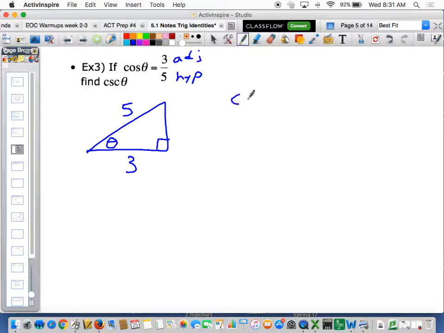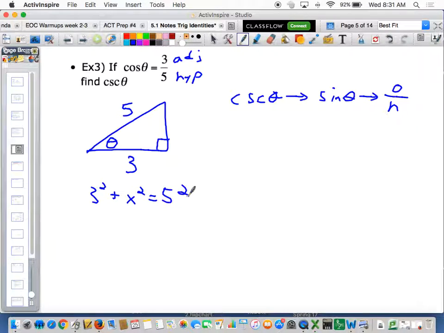If I'm looking for cosecant, I can remember that that's related to sine, and sine happens to be the opposite over the hypotenuse. So I need the opposite side. If you know your patterns, you should already know what this number is going to be. If you're not sure, you can always use the Pythagorean theorem to find your missing side. That's just 9. If we subtract the 9, we'll get 16. Square rooted, so x is 4. So my missing side here is 4.